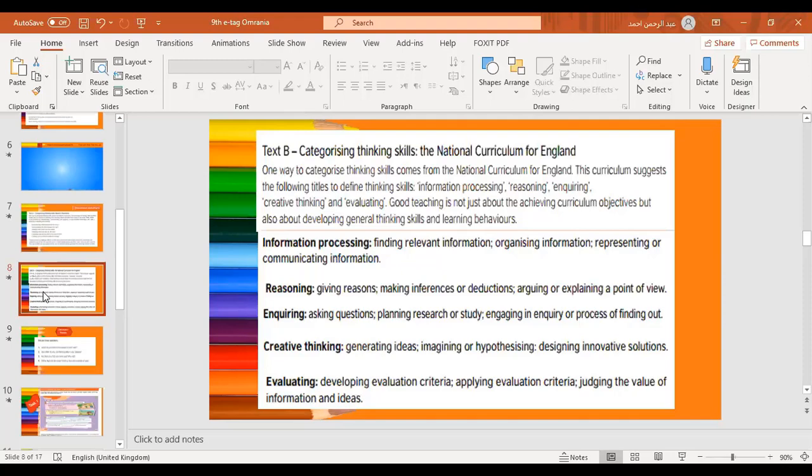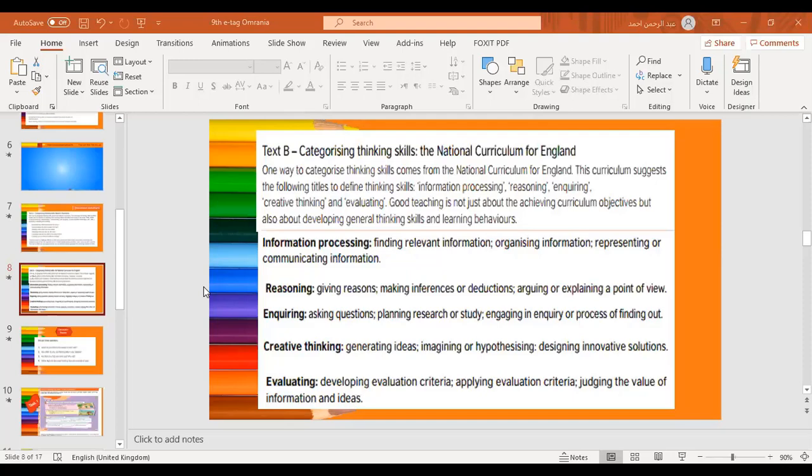The next is creative thinking. Here is a higher level: generating ideas, to get new ideas, imagining or hypothesizing, designing innovative solutions. So you will give another solution, like giving the story another ending. Evaluating is related to developing evaluation criteria. You put criteria for evaluating and develop them, applying evaluation criteria, judging the value of information and ideas.